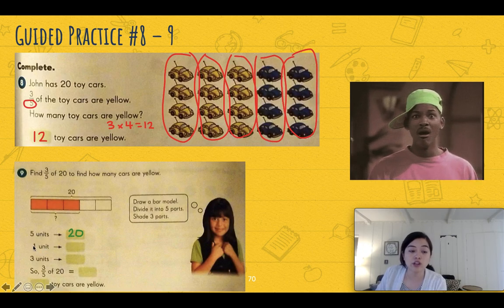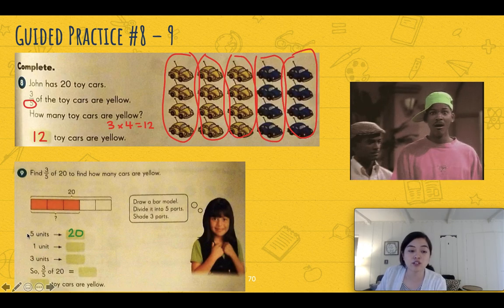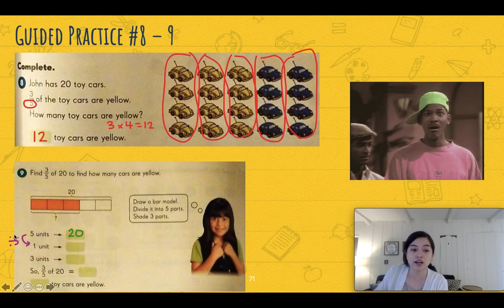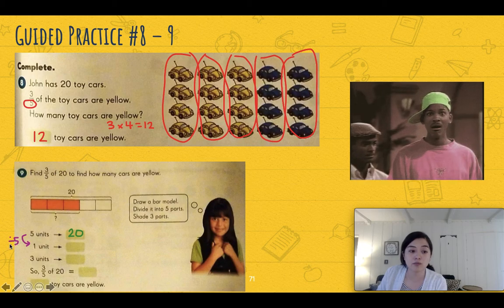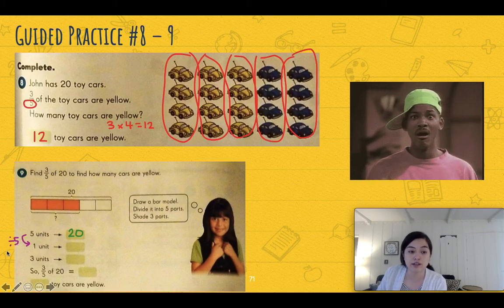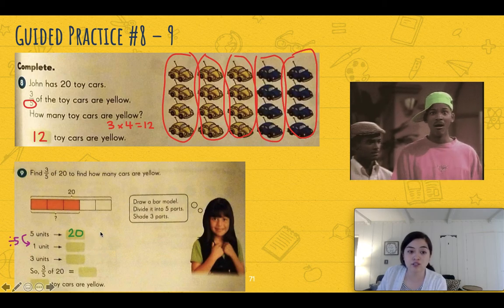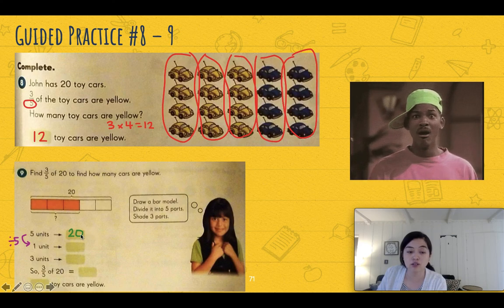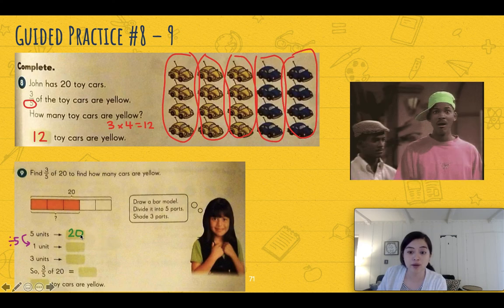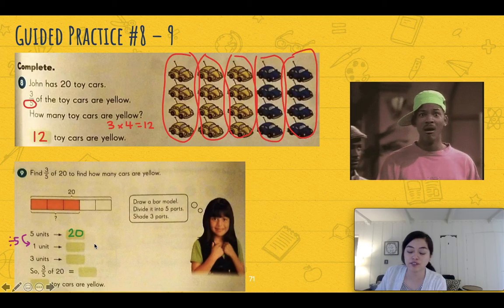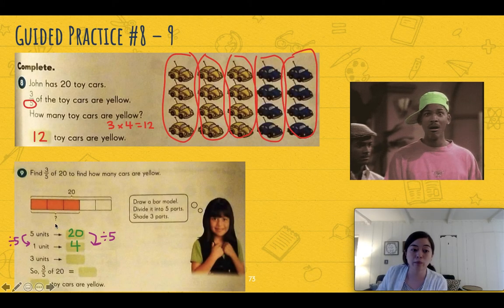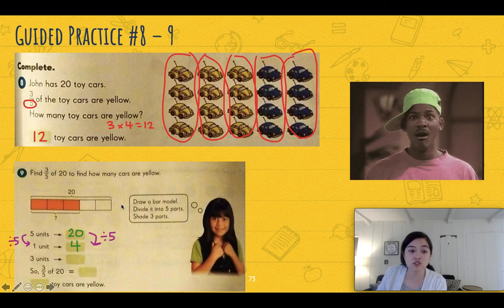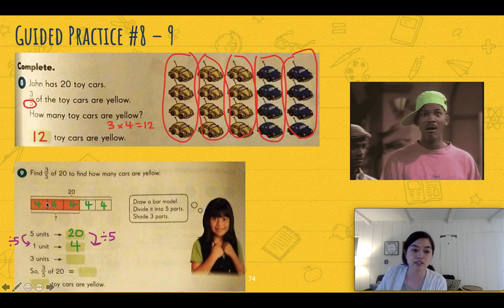1 unit is, well, to get from 5 units to 1 unit, I have to divide it by 5, right? Because 5 divided by 5 is 1. Any number divided by itself is 1. So whatever I do on this side, I have to do it on the other side. So I have to do 20 divided by 5. So 20 divided by 5 is 4. So each of these units is 4. So let's draw it in there, 4.